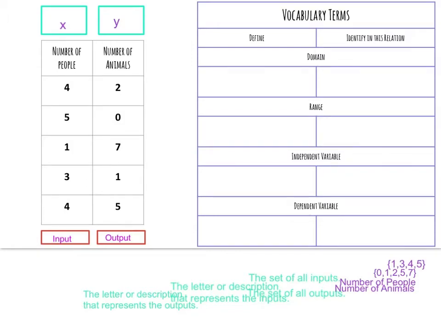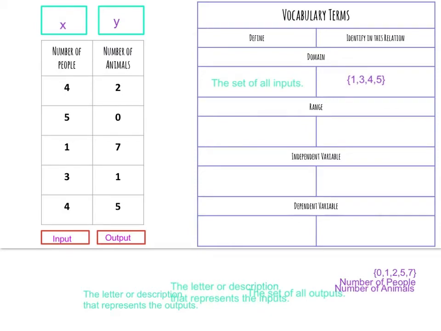Now there are other words that we use to describe the x and the input, or the y and the output, and some of those words are on the right-hand side here. So we're first going to start with the domain. Whenever you're talking about the domain, you're talking about the set of all of the inputs, not just one of the inputs. So for example, 4 is one of the inputs, but we're not talking about one, we're talking about all of the inputs.